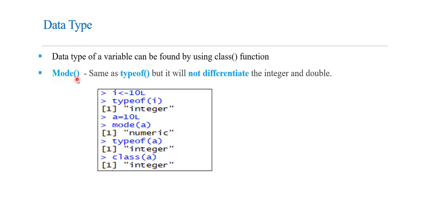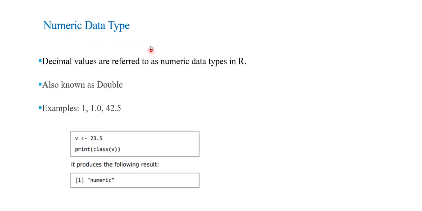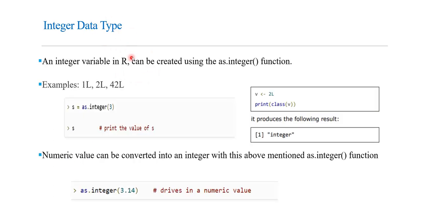Either you can use mode of, or you can use type of, or you can use class of. The difference between mode of and type of, or mode of and class of, is that mode of will not be able to differentiate your integer as well as double. We have just discussed two data types regarding the numbers. One is numeric, which refers to decimal values, and integer refers to the real values.